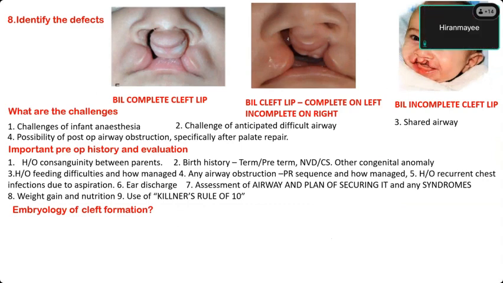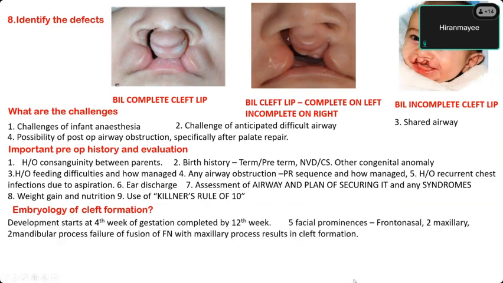Cleft lip formation occurs if there is a defective fusion of the frontonasal process with the maxillary process. Cleft palate occurs if there is a defect in the fusion of the primary and the secondary palatine shelves. Good. The palatine shelves develop from the maxillary and mandibular processes. Also, very good. So development starts at the 4th week of gestation, completed by the 12th week. 5 facial prominences occur: one is called the frontonasal, then there will be 2 maxillary and 2 mandibular processes. And failure of fusion of the frontonasal with the maxillary process results in cleft formation.